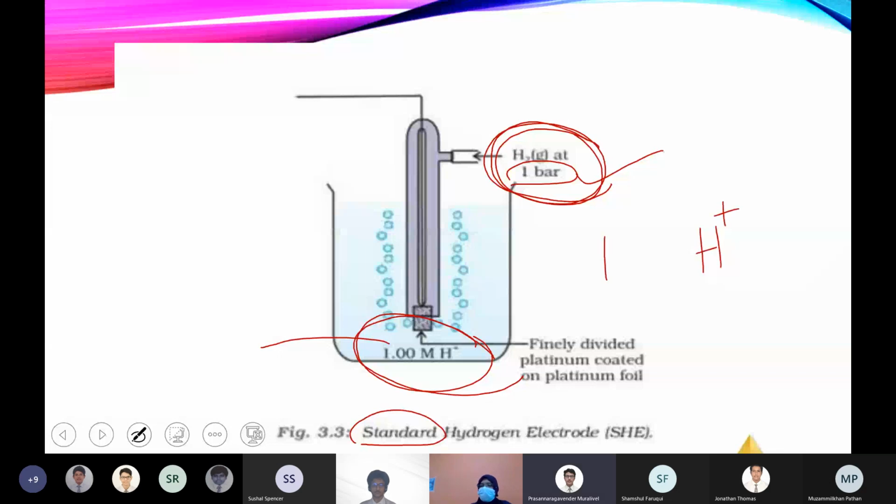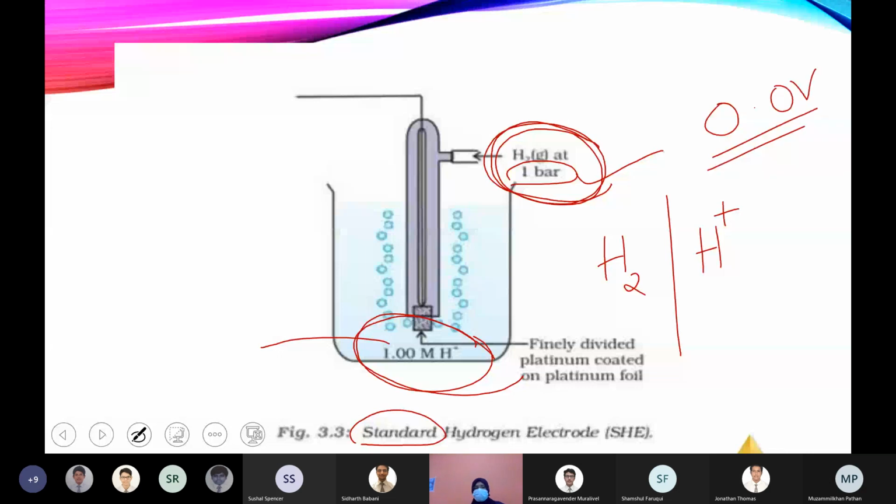Here, at the interface of platinum, hydrogen is interacting with H+ ion. Usually it is metal and metal ion, right? So here it is hydrogen and hydrogen ion, and we assume that this potential is 0.0 volt. That is because it's standard.